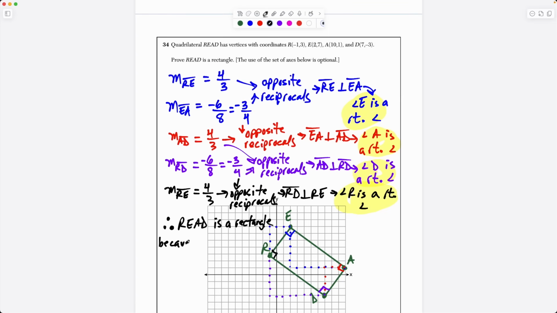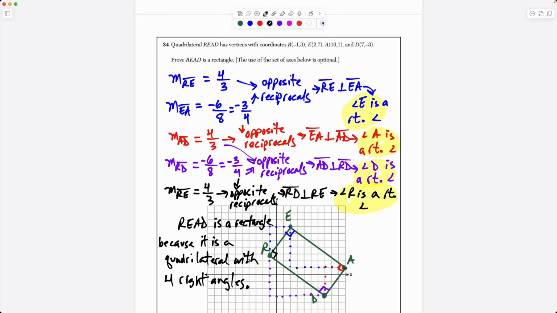because, I'll just say because, or how about, we don't even need to say therefore. I could just say READ is a rectangle because. That actually sounds better grammatically. So I'll just take this part out. So READ is a rectangle because it is a quadrilateral with 4 right angles.